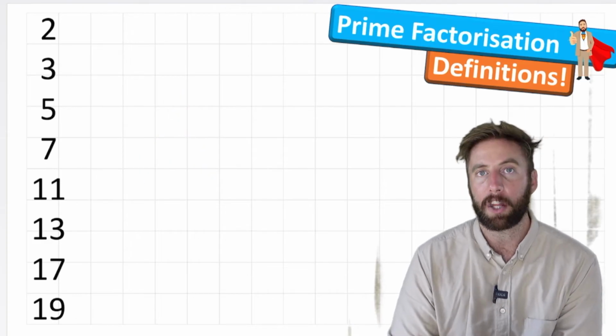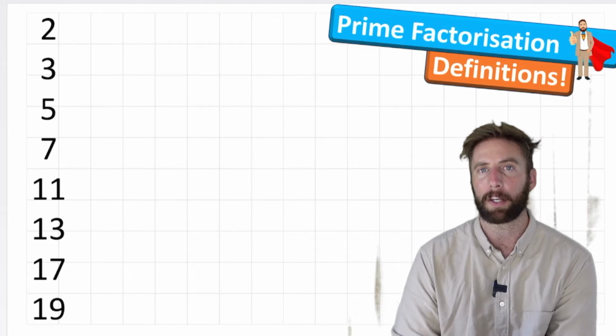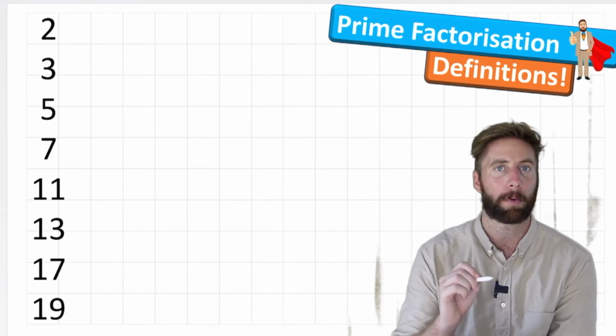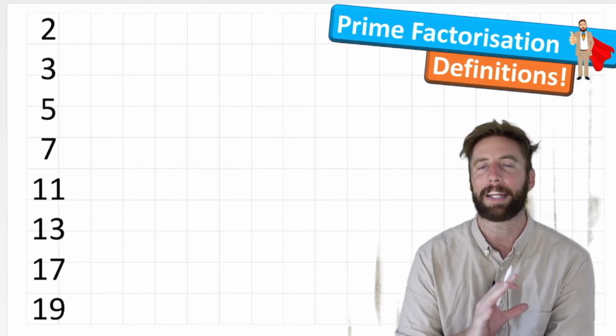Okay, now you might notice that the number 1 is not on this screen, and technically number 1 should be a prime number because it falls in the same category. It can only be multiplied by 1 and itself, but for technical reasons we're not going to get into in this video, it's not a prime number.